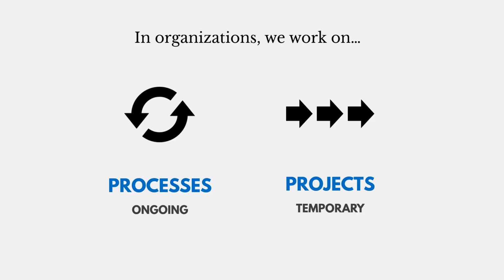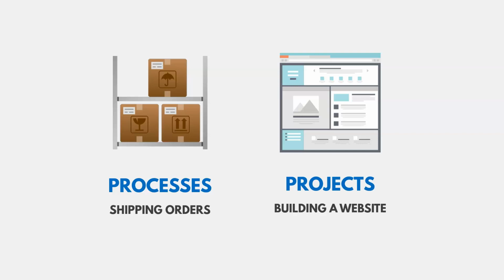Okay, so here's the first question. What is a project? In organizations, we work on processes, which are ongoing. We pretty much do them the same way every time, and projects, which are temporary. They have a start and they have a finish. An example of a process in our business might be to ship orders. We pretty much do them the same way every day. And a project, which is temporary, might be building a website. We're not going to build a new website all the time. We might maintain it, but it's going to be a project to just get it stood up.